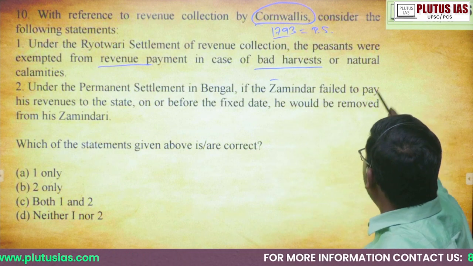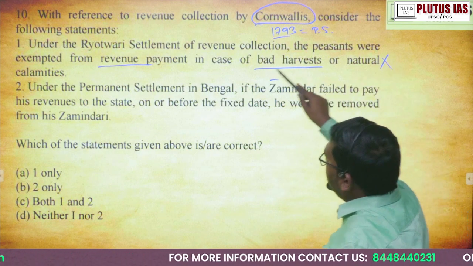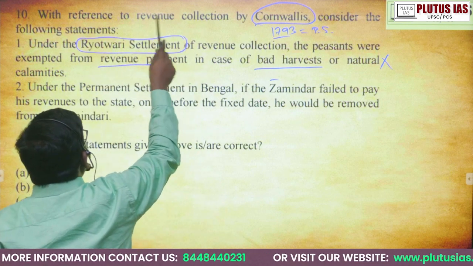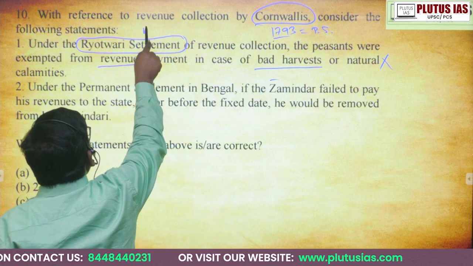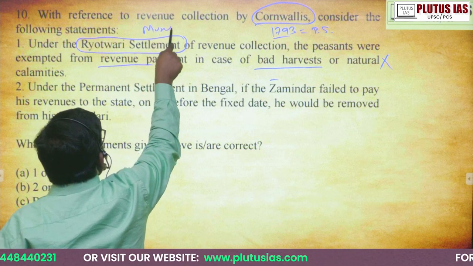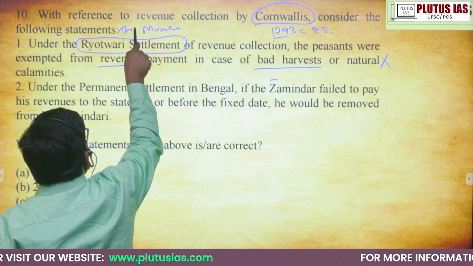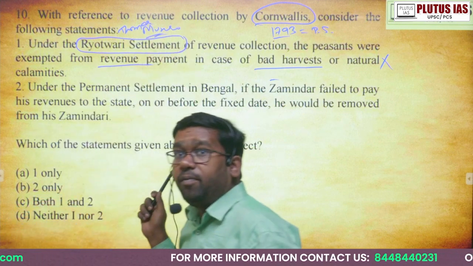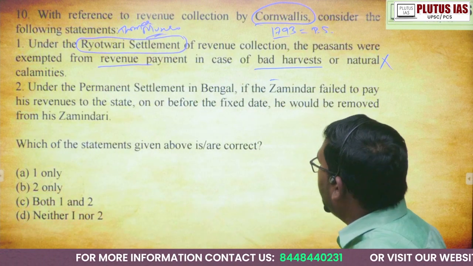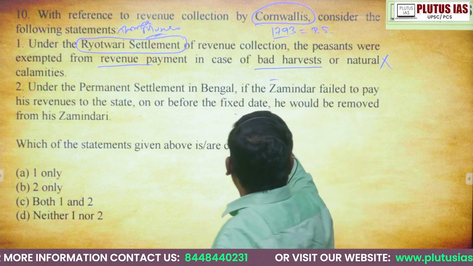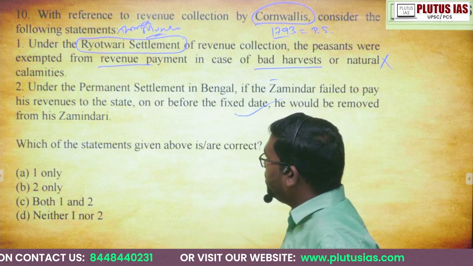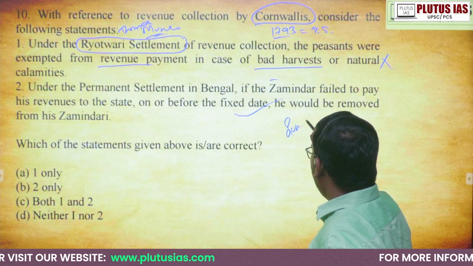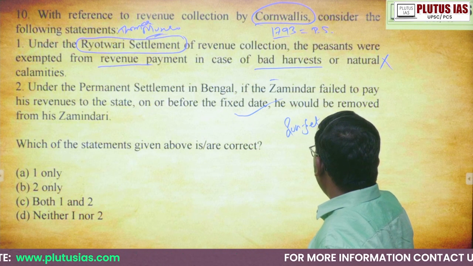A statement false for the pehla point, that this Ryotwari settlement was not brought under the time of the Cornwallis, but it was there by the Thomas Munro. Okay, so it is Thomas Munro who had brought this settlement, hai na? So this answer will be false for us, hamara bhi false jayega. And this is true that, yeah, if the zamindar failed to pay his revenue, his estates will be confiscated under the sunset law. Right, sunset law.